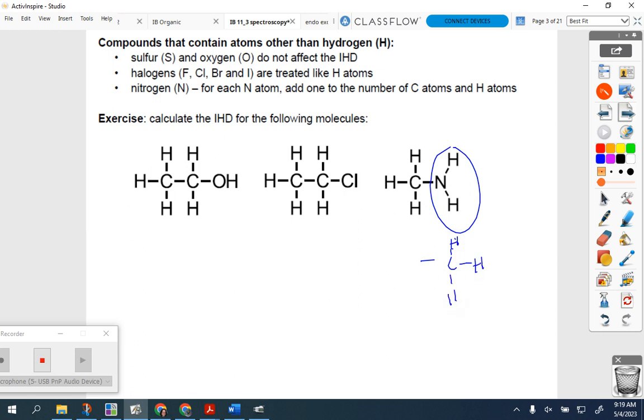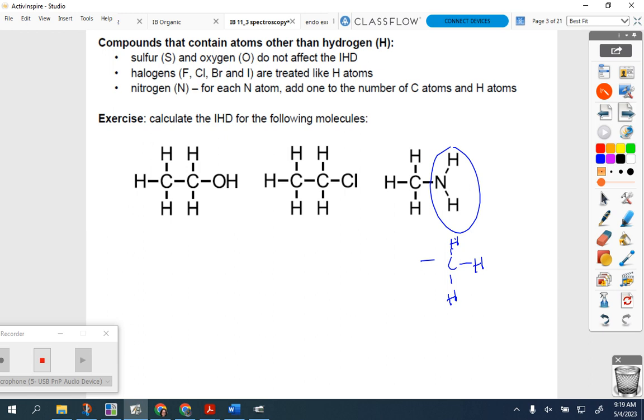There's no double bond here. There's just a lone pair on the nitrogen. The carbon isn't going to have a lone pair. It's going to have 3 hydrogens. So when you're doing the formula version, if there's a nitrogen in your molecular formula, you consider that as 1 carbon and 1 hydrogen on top of the carbons and hydrogens that are given in the formula.